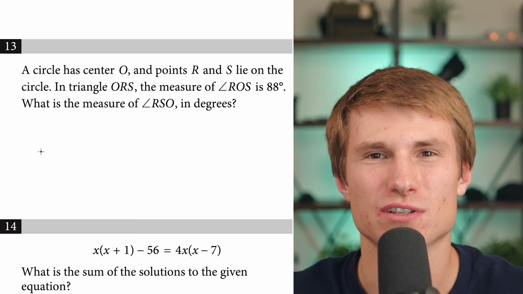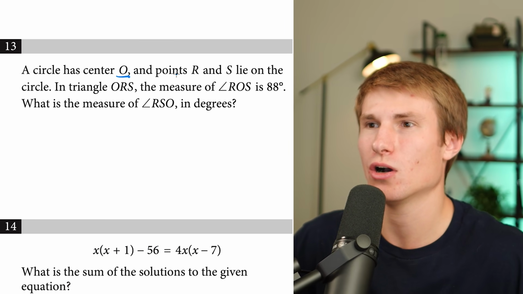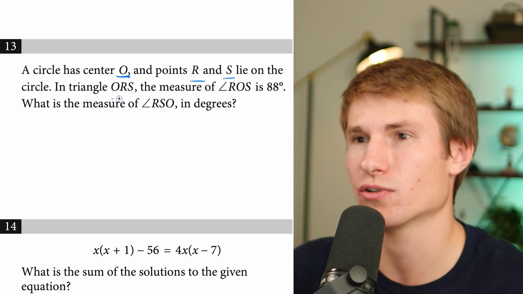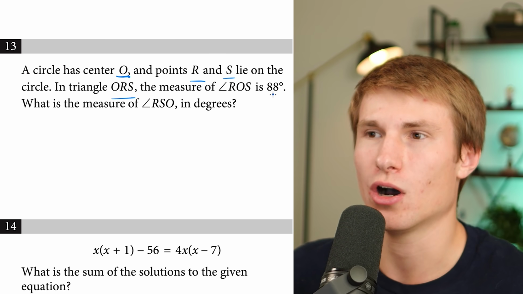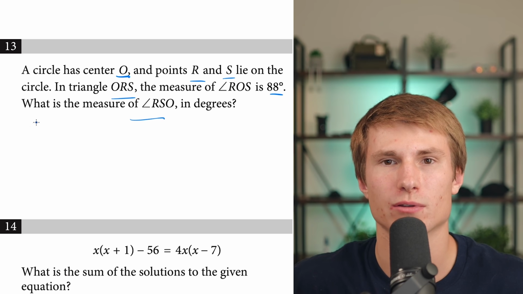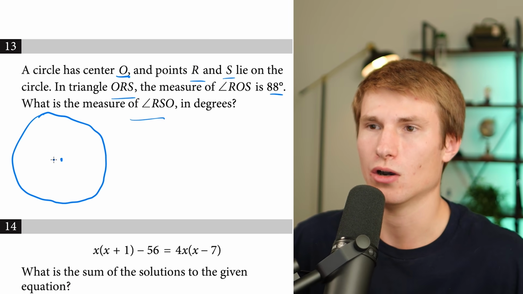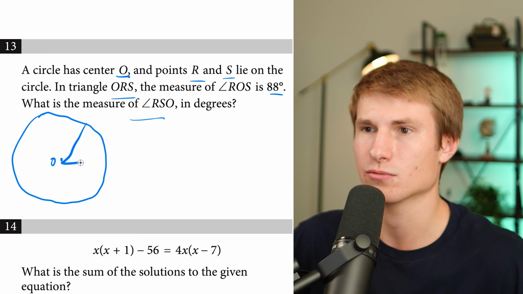Here's how to efficiently solve this geometry problem on the SAT. Question 13 states a circle has center O and points R and S lie on the circle. In triangle ORS, the measure of angle ROS is 88. And what is the measure of RSO in degrees? All right, let's draw this out because it's going to make it a lot easier to visualize. Okay, we've got this center O and we've got ROS, which is 88 degrees.